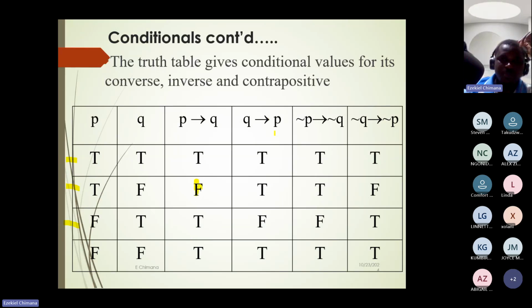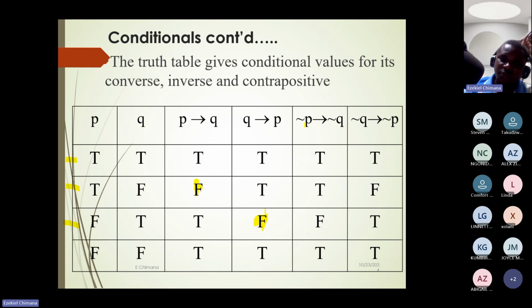Otherwise, it is true, true, true. Then for Q implies P, remember now we are looking at Q implies P. So it's now true implies true, yes. False implies true, yes. Then true implies false, it will become false here, right? And then false implies false, it is true.